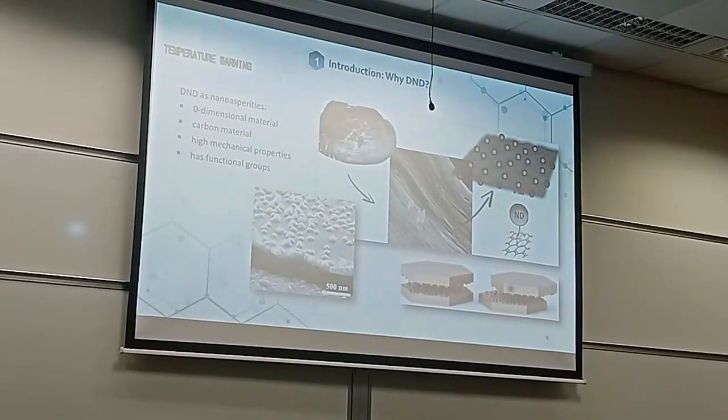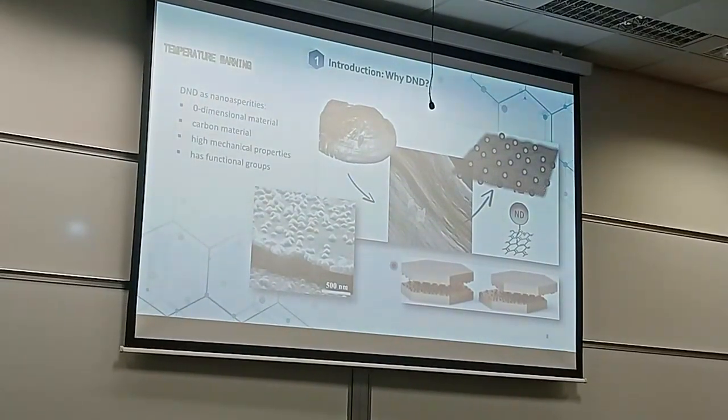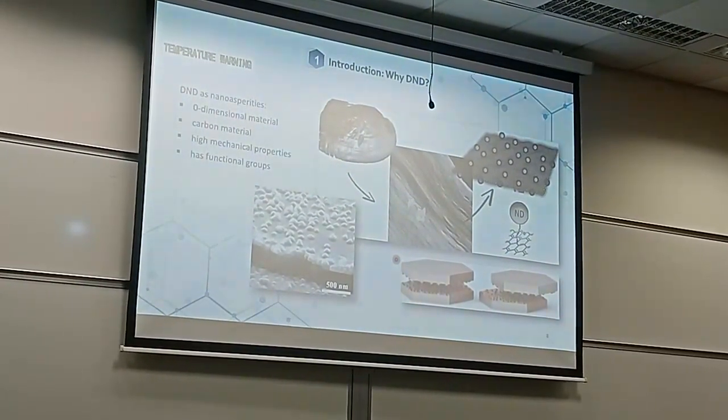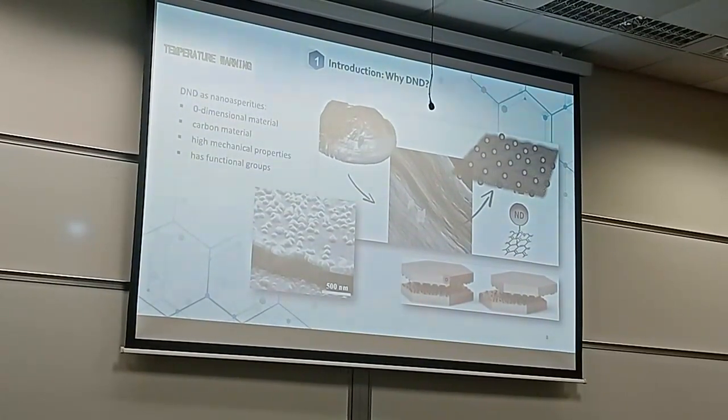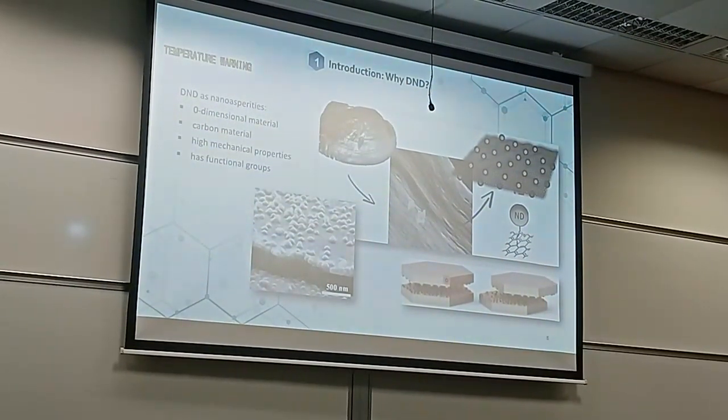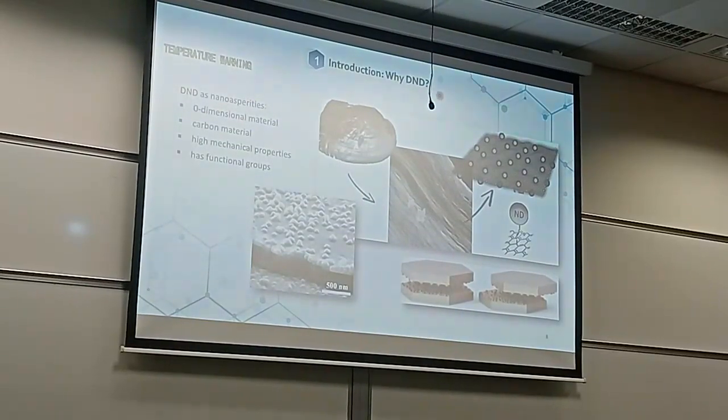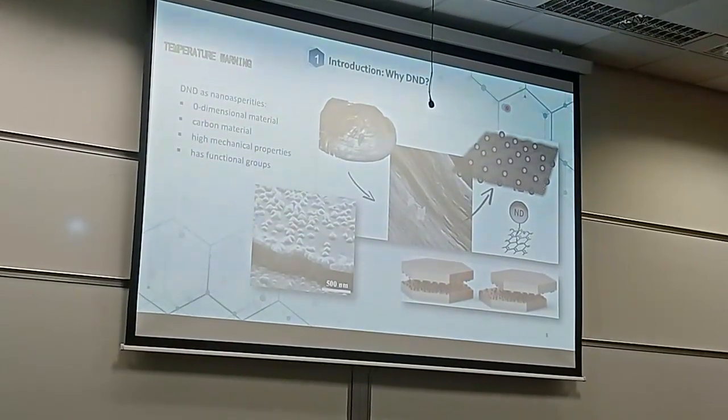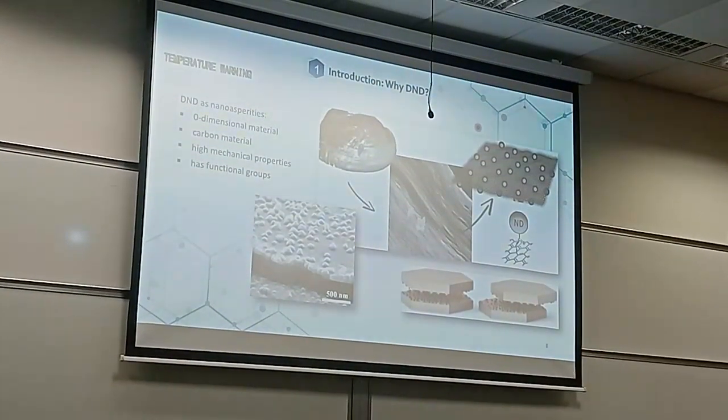And also these nanograins, according to some articles, have a rotation mechanism which helps dissipate the energy. So it is very beneficial. So we chose nanodiamonds to make these nanoasperity-like materials. Why DNDs? Because they are very small.